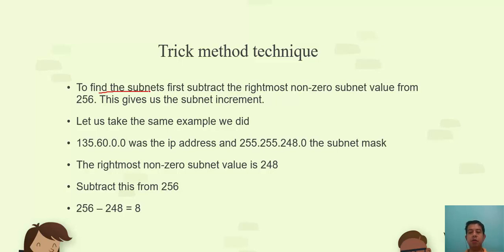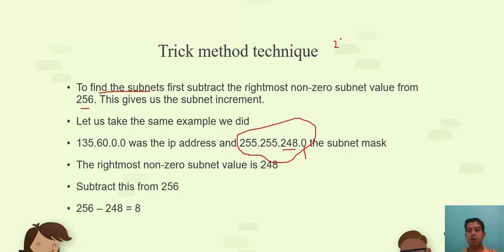Remember, we found the subnets using the normal binary method, putting all zeros in the subnet part, then 1, then 2, and so on, then finding the decimal equivalent of those different subnets. Now to find the subnets using this shortcut method, we simply subtract from 256 the rightmost non-zero subnet mask value. For example, say this is the subnet mask. This is the leftmost side, this is the rightmost side. The rightmost value in this example is 0, but we are saying the rightmost non-zero value. The rightmost non-zero value in this example is 248.